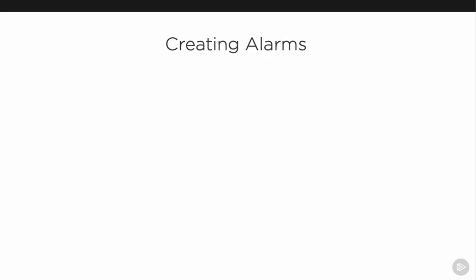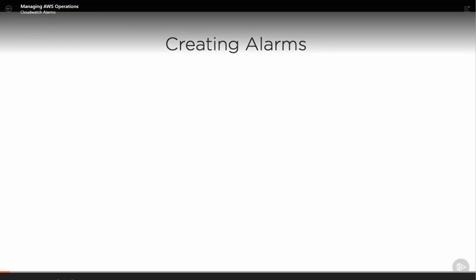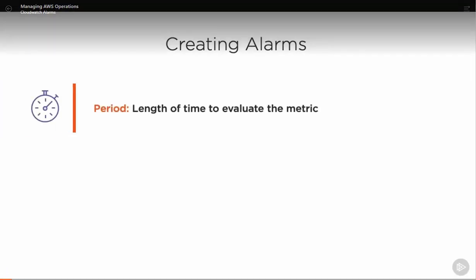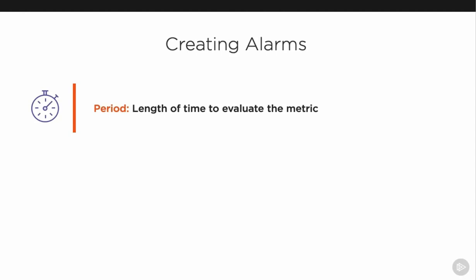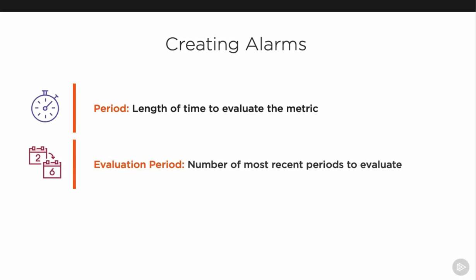Okay, so let's start talking about creating CloudWatch alarms. Now before we dive into this, there are 3 pieces of information that I want you to know. The first is period. Now a period is the length of time that it takes to evaluate our metrics. And this ties into the next one, which is evaluation period.